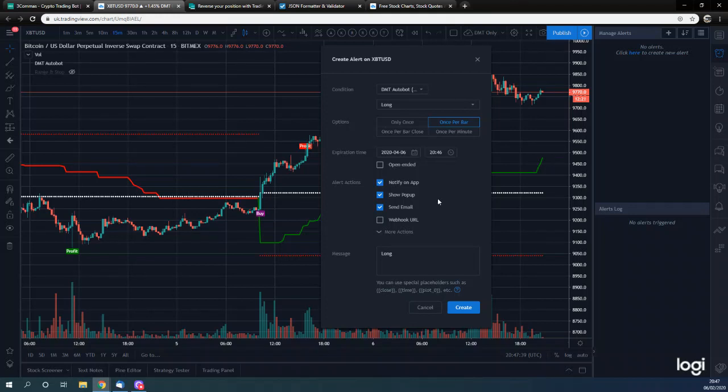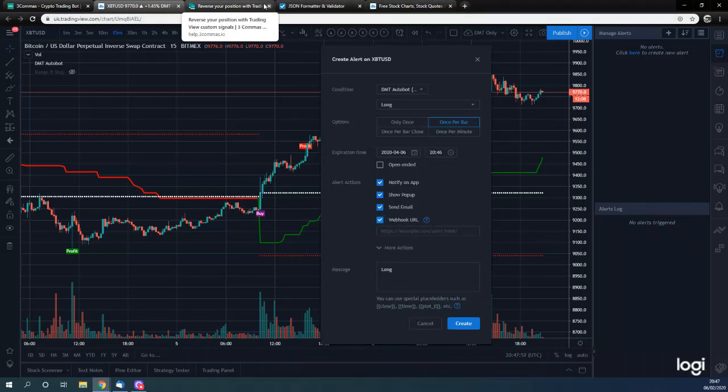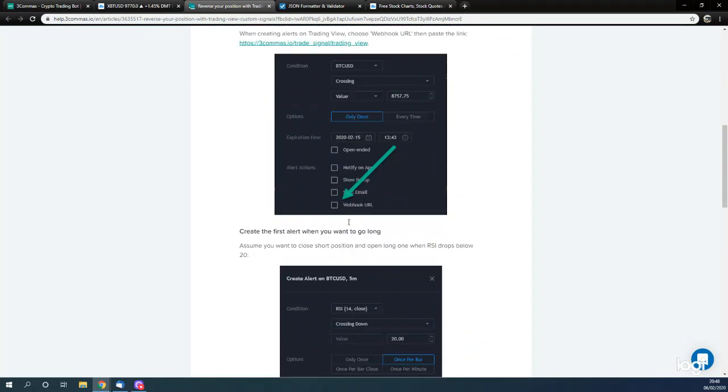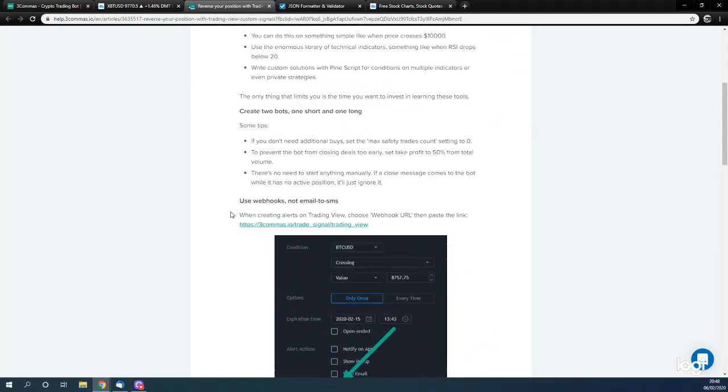So you can notify an app, show pop-up, or send an email, which will send you an email to tell you that you've had a signal. But the important one to click is this webhook URL. So I was using this guide from 3Commas on how to reverse your position in TradingView, custom signals. Here it shows you to use webhook, not email to SMS. I was actually using email to SMS before, but apparently webhook is better.